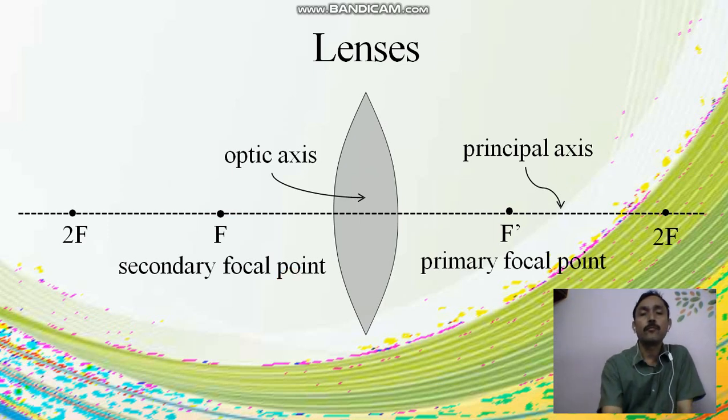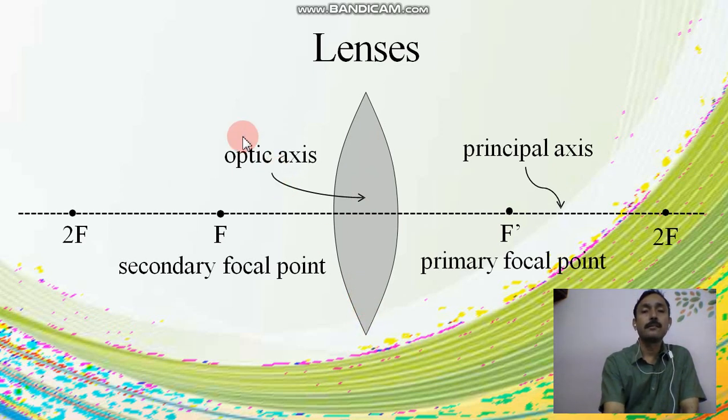Okay, now if we draw a straight line from the center of the second sphere to the center of the first sphere, this is the axis. This is known as the principal axis. If we draw another line from this point to this point, then we will call it the optic axis. So the first one is the principal axis, and the second one is the optical axis or optic axis.